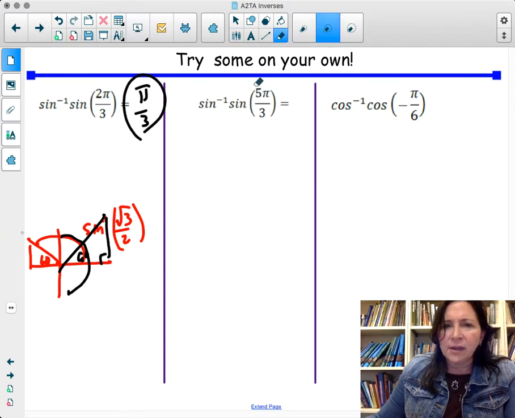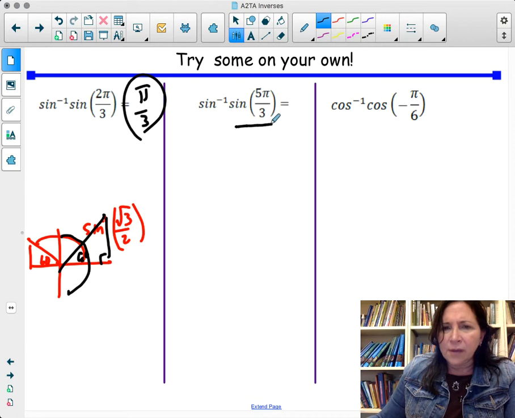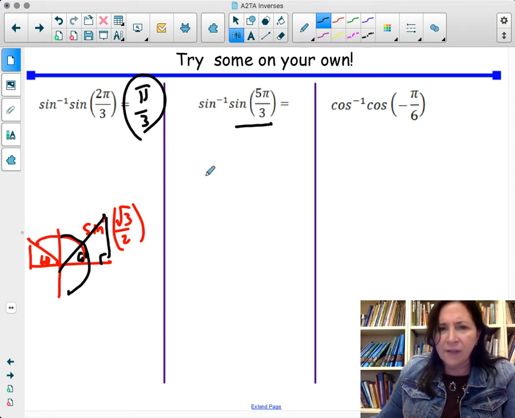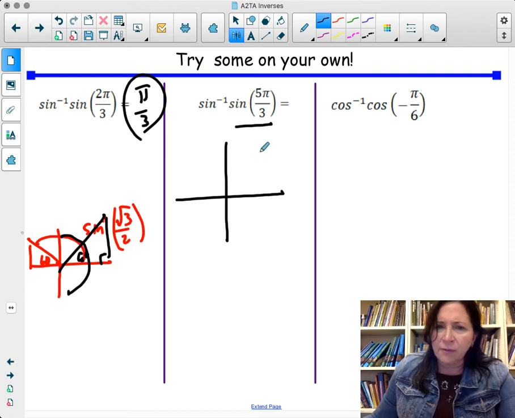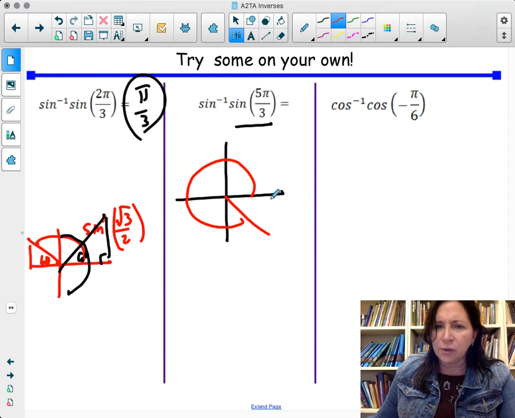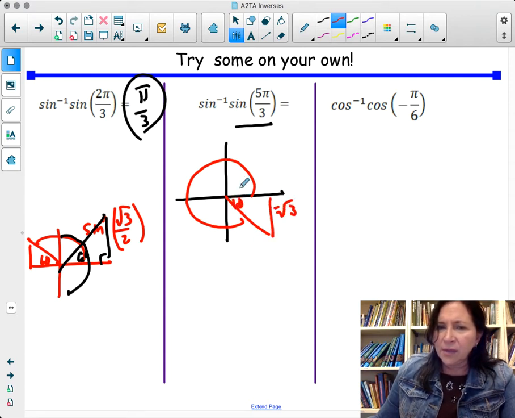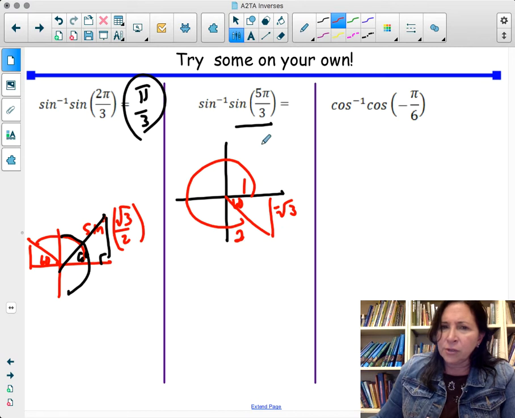The next one is saying, what is sine of 5 pi over 3? Well, 5 pi over 3 is 1 2/3. So let's draw that. So we have 1, here's 1 pi, and now we have 2/3. So we're 1/3 short. 3 goes into 180 60 times. That's a root 3 negative. That's a 2. That's a 1. So what is sine of 5 pi over 3? Okay, negative root 3 over 2.